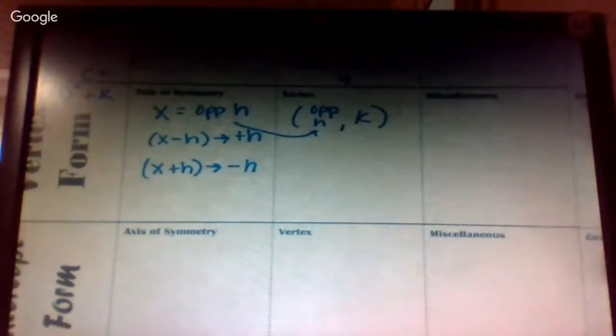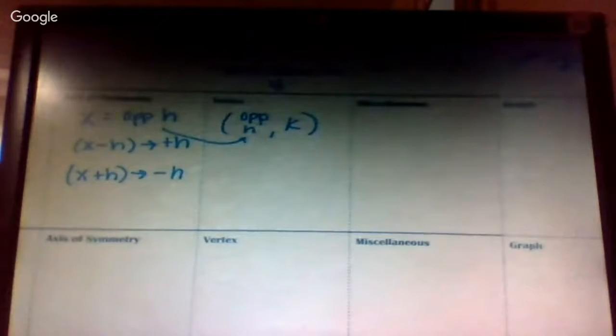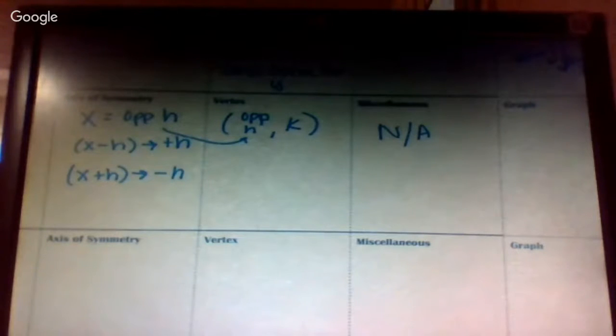Your vertex then is opposite H, so the value that we get here goes here, comma, whatever your K value is. Because you told me vertex form should give me my vertex. Well, it does, flat out: your H value and your K value. Unfortunately, this form doesn't give us really anything else.